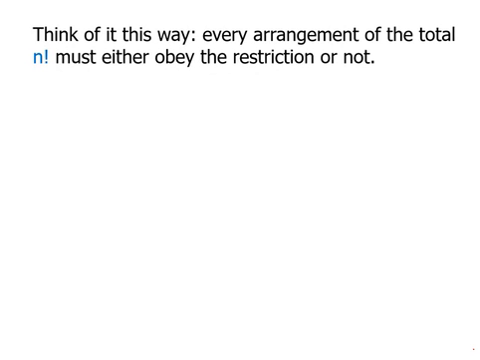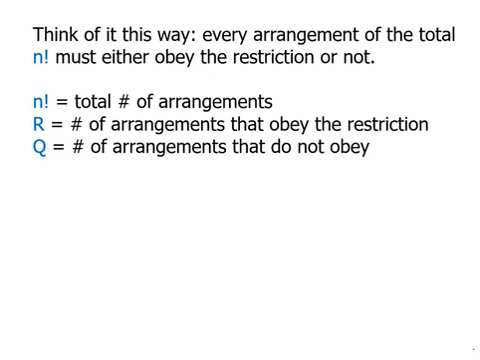Every arrangement of the total n factorial, so we have n factorial total orders that we could put the items in, some of those will obey the restriction and some of them won't. And so let's just say we know n factorial is the total number of arrangements. That's the total number disregarding any restrictions. R is the number of arrangements that obey the restriction that we want. And let's just say that Q is the number of arrangements that do not obey that restriction. Well, certainly it's true that R plus Q equals n factorial. In other words, every possible order must be either an order that obeys the restriction that we want or an order that doesn't. Well, we have this simple equation, and we can simply solve this for R.